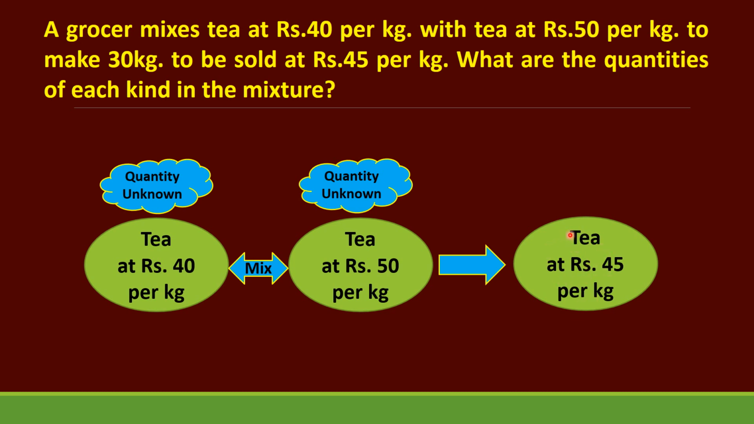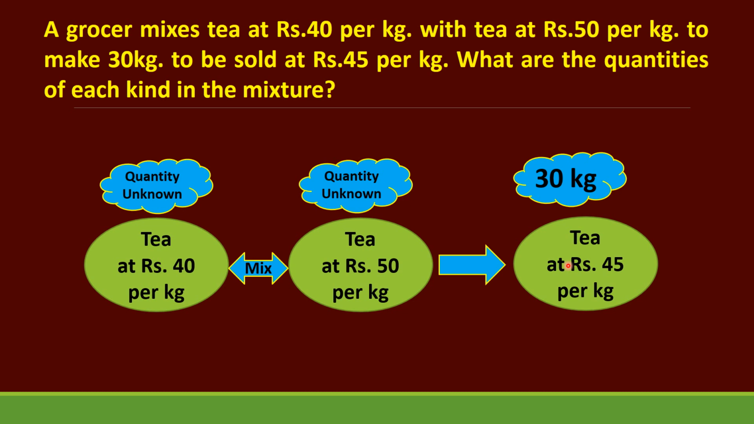Here the quantity is given. The quantity here is 30 kilograms. That is, he makes 30 kilograms to be sold at rupees 45 per kilogram. That means the total quantity of tea in this bag and this bag must be 30, because when he mixes these two bags, he gets 30 kilograms. And he decided to sell it at rupees 45 per kilogram.